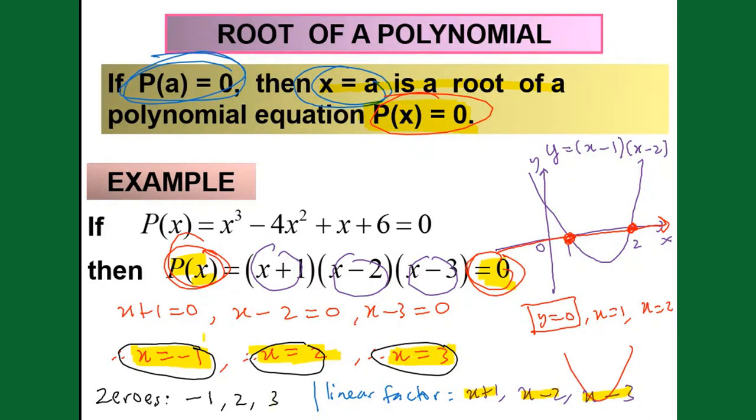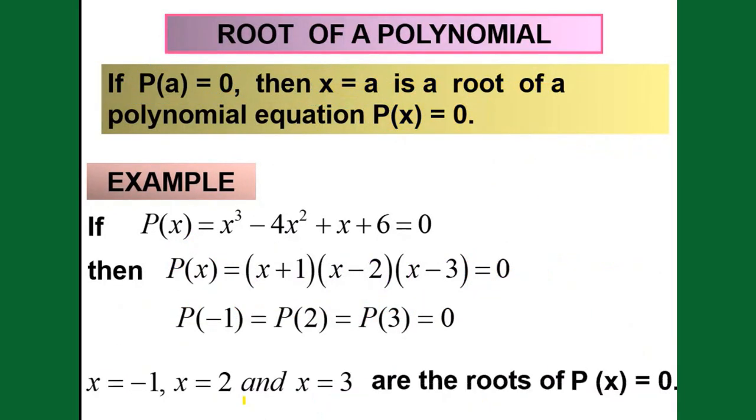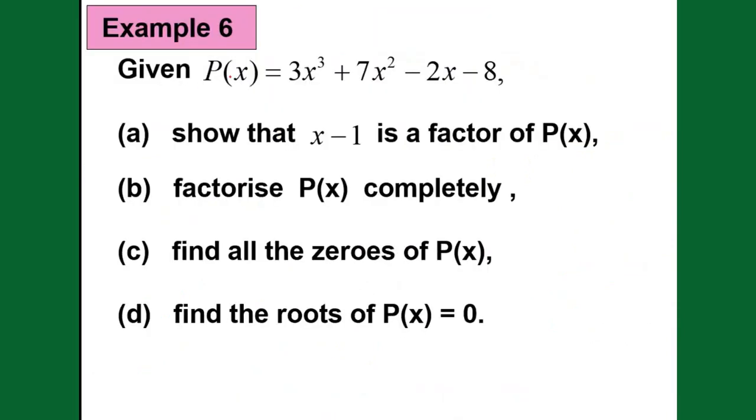Kalau root tu ada X. Root 0, dia single je. Substitute dapat 0. Okay. So next step. Okay. Even P of X ini cubic. So show that ini X minus 1 is a factor of ni PX. Factorize completely. Ni nak ajar je ni. How to factorize completely without using calculator. Makcik guna calculator. Kan? Find all the zeros.